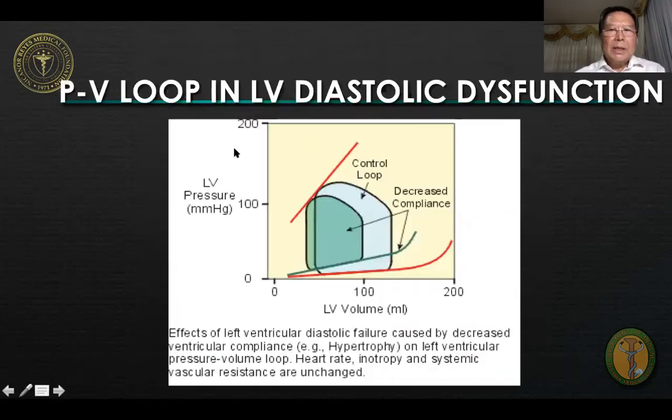Okay. Now this is a pressure volume loop in patients with diastolic dysfunction. What is a good example of patients with left ventricular diastolic dysfunction? This is commonly seen in patients, for instance, with uncontrolled hypertension, wherein the left ventricle undergoes some form of concentric remodeling or concentric hypertrophy, so that this would now give us an abnormal or different configuration of your pressure volume loop. If you again recall, this is our reference normal, or control loop, right?